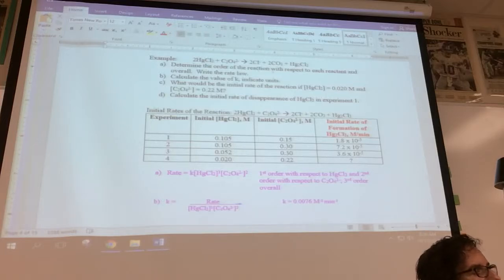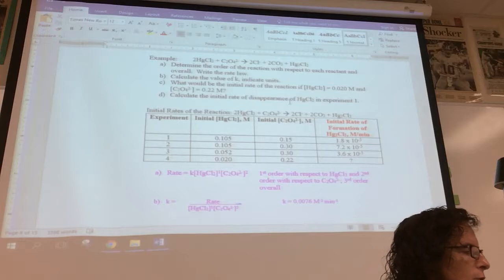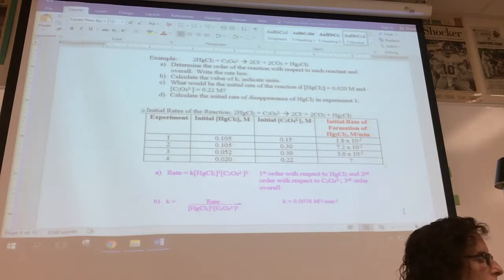It says determine the order of the reaction with respect to each reactant and overall, write the rate law, calculate the value of K and indicate units. What would be the initial rate of the reaction if the concentration of mercury 2 chloride is 0.020 molar and oxalate ion is 0.22 molar? Calculate the initial rate of disappearance of mercury 2 chloride in experiment 1. So there is a lot going on here. This would be more of a part 2, although you probably could get the rate law without the calculator.